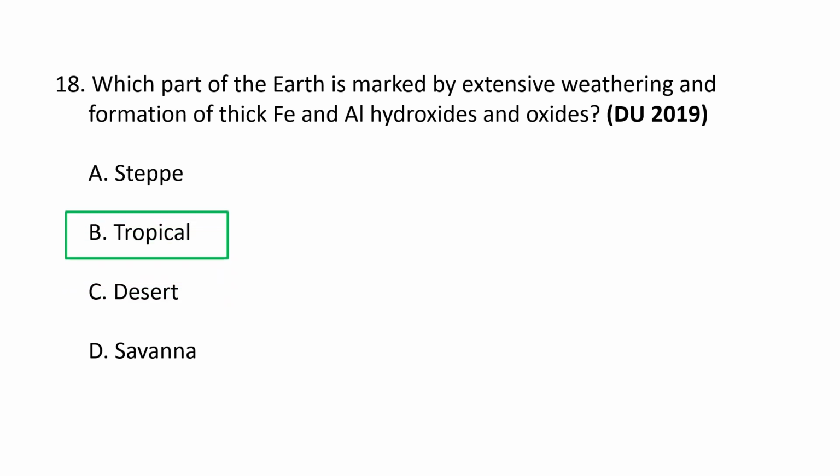Tropical. The tropical regions of the earth are characterized by extensive weathering, which leads to the formation of thick layers of iron and aluminum hydroxides and oxides. This process is primarily driven by the intense chemical weathering in these areas, which results from high temperature and abundant rainfall. The resulting soil rich in these compounds is known as laterite. So the correct option is tropical part of the earth. It is marked by extensive weathering and formation of thick iron and aluminum hydroxides and oxides.